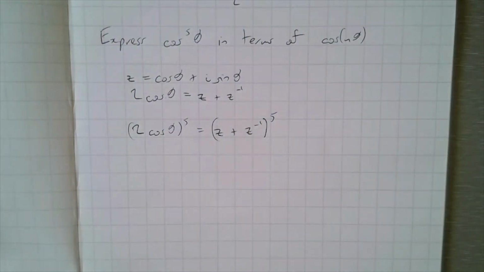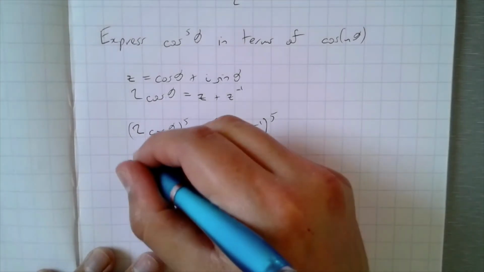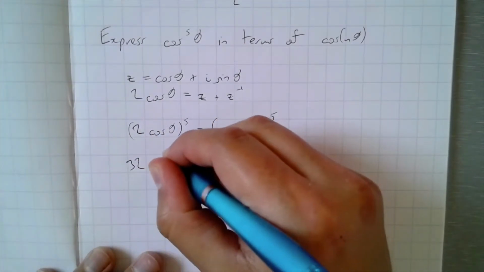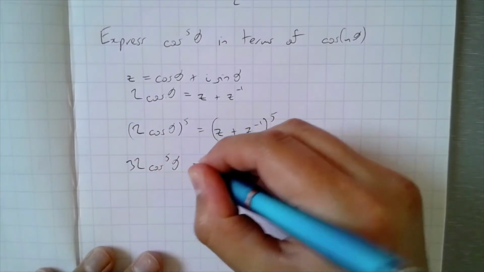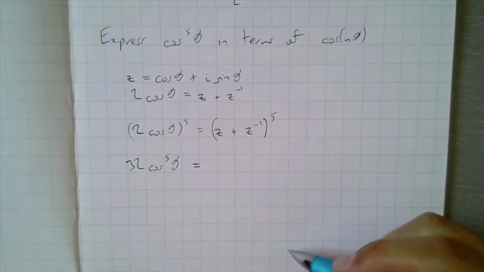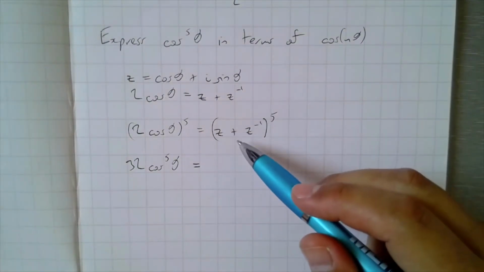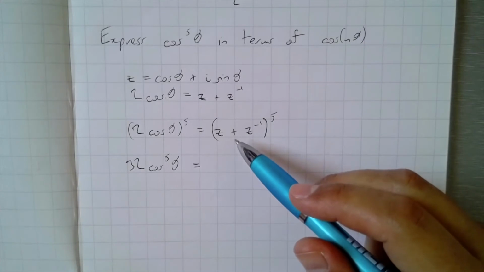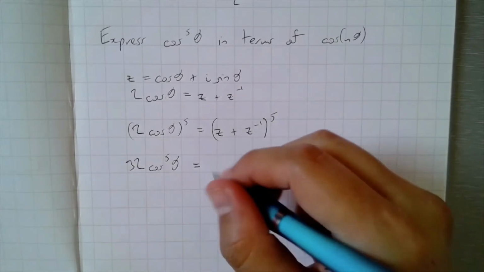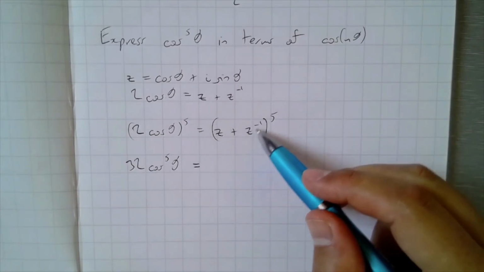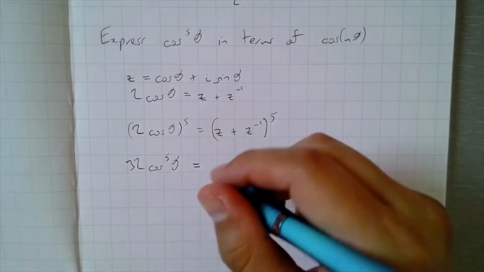And hopefully from there you can see that I get 32 cos to the power of 5 theta is equal to this, which I can expand out using the binomial expansion. And because this is z to the minus 1, lots of things are going to cancel out.